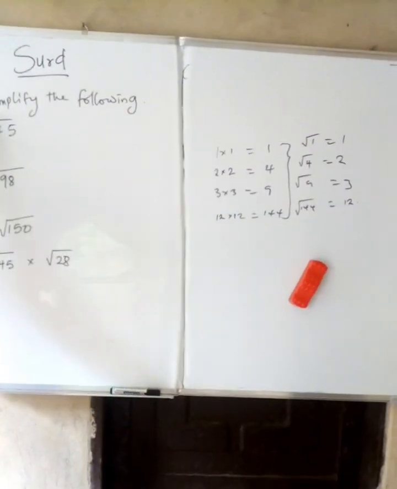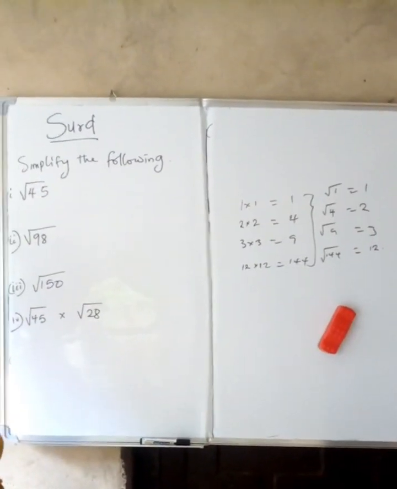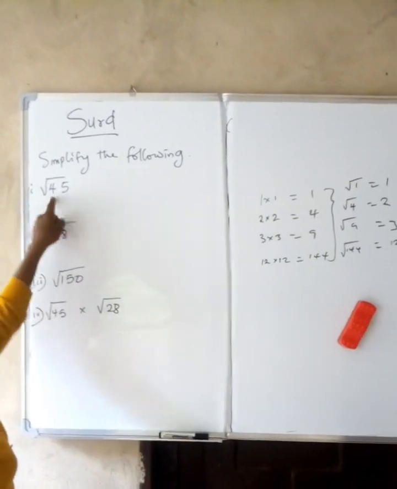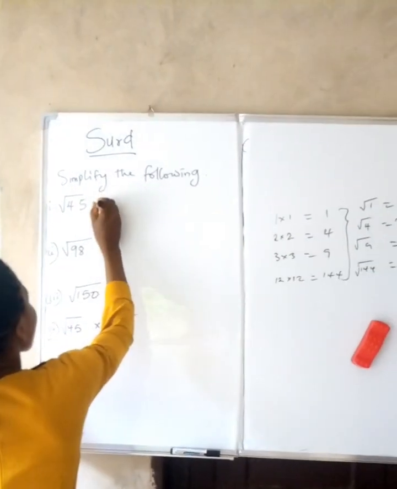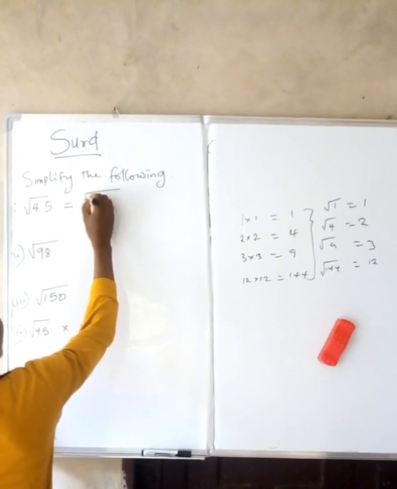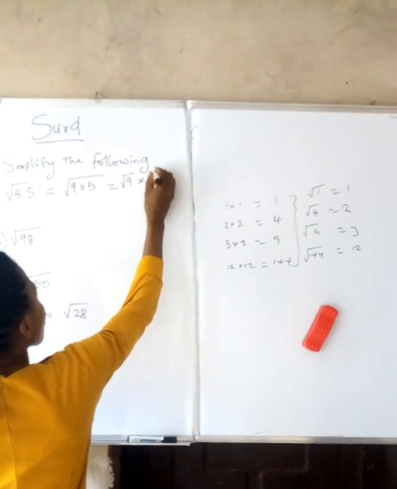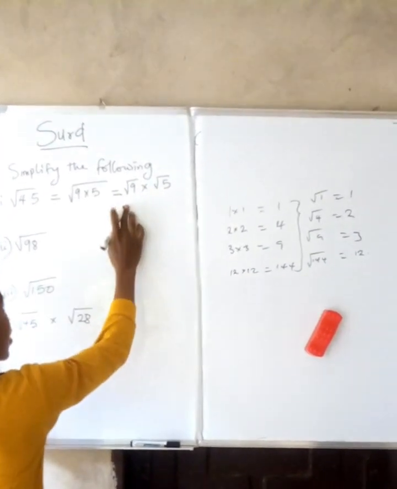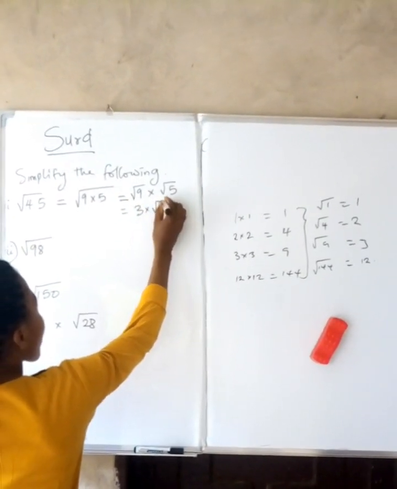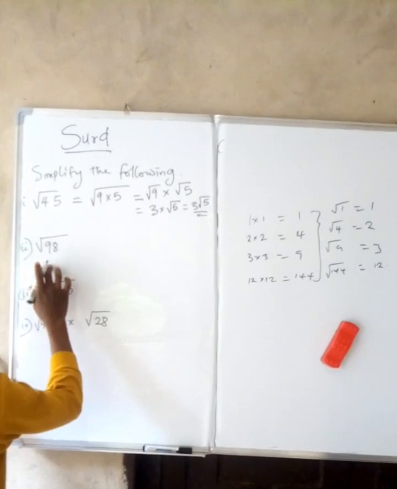So whenever you are given something like this, the best way to solve it is to find a perfect square inside this number, in such a way that when you multiply that perfect square by another number, you will still get this number back. So we can expand this by saying root 45 is root of 9 times 5. So we can still separate it: root 9 times root 5. Root 9 is 3. Then we will have 3 times root 5, and this gives us 3 root 5 as the answer.